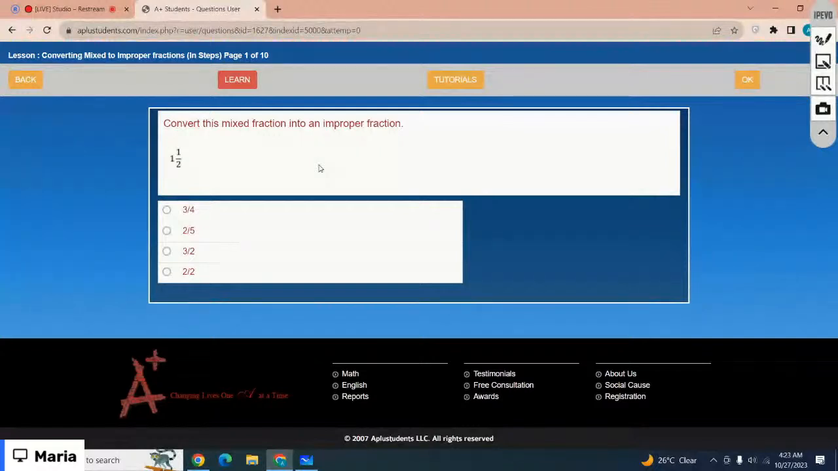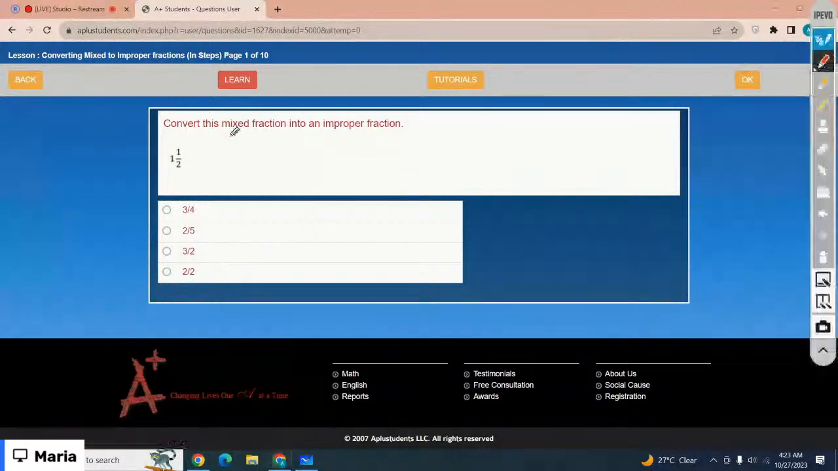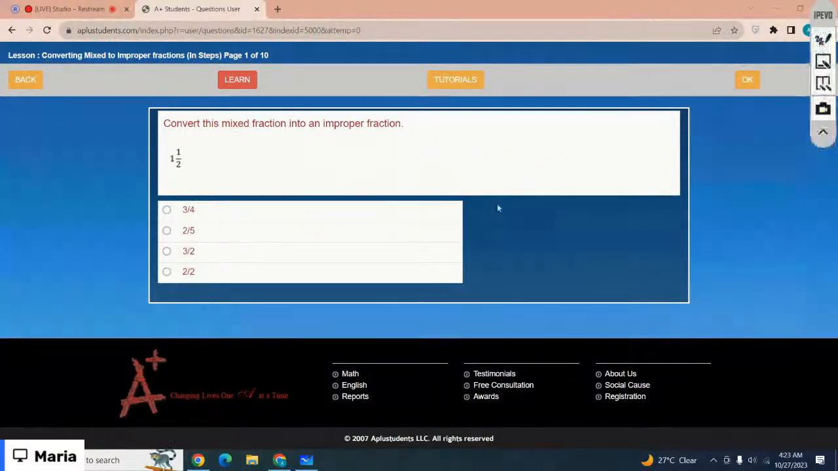You have to do whole number times denominator, right? You need to do 1 times 2, and then you have to add 1. The denominator is always the same. So that will be 2 times 1 is 2, 2 plus 1 is 3, and 3 over 2. So the correct option is 3 over 2.